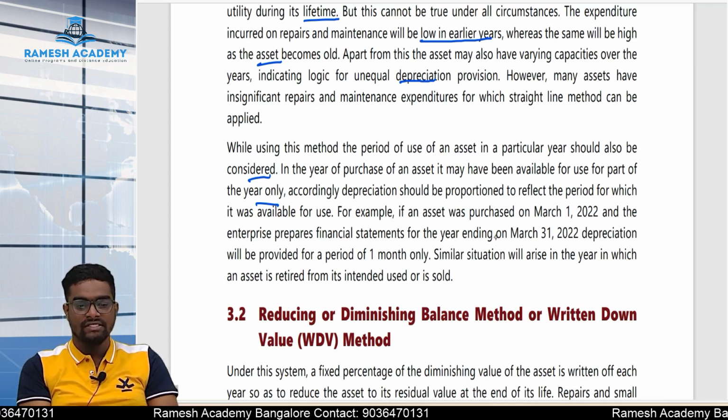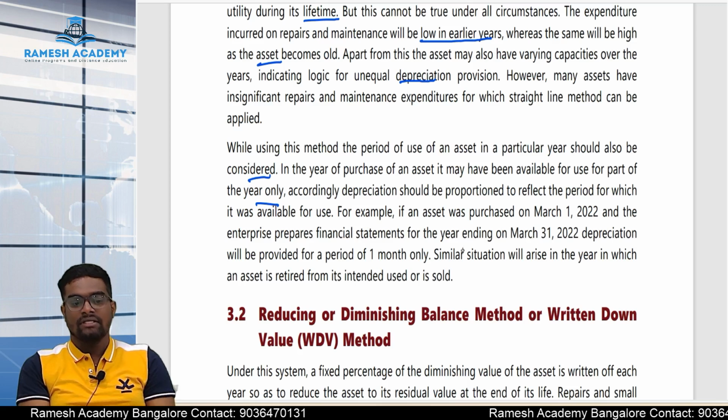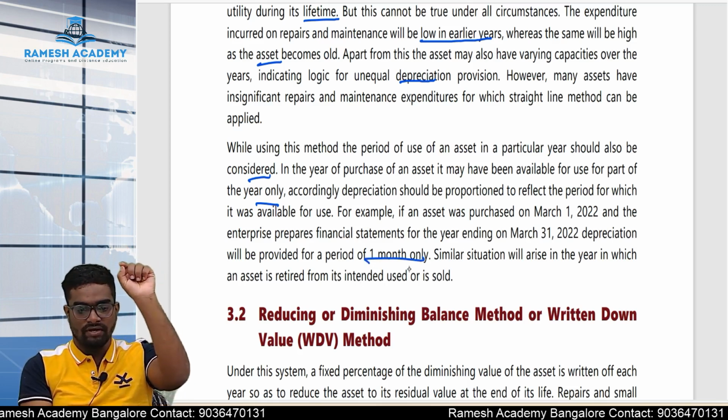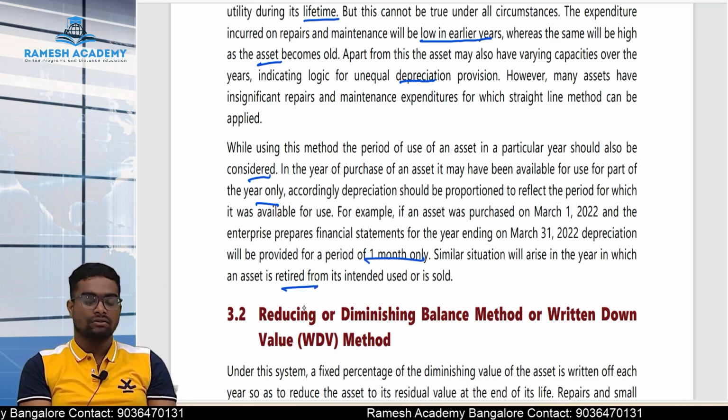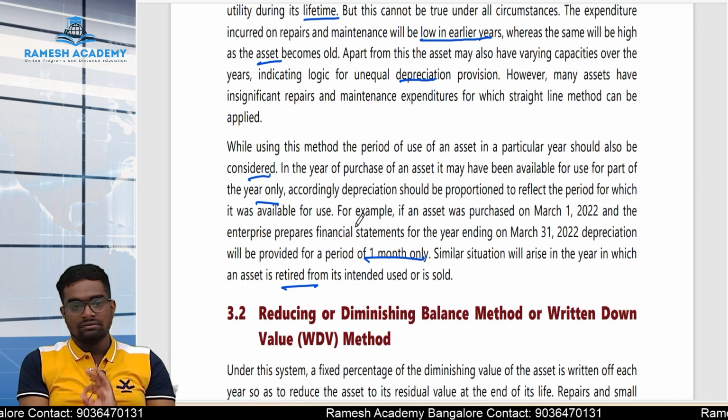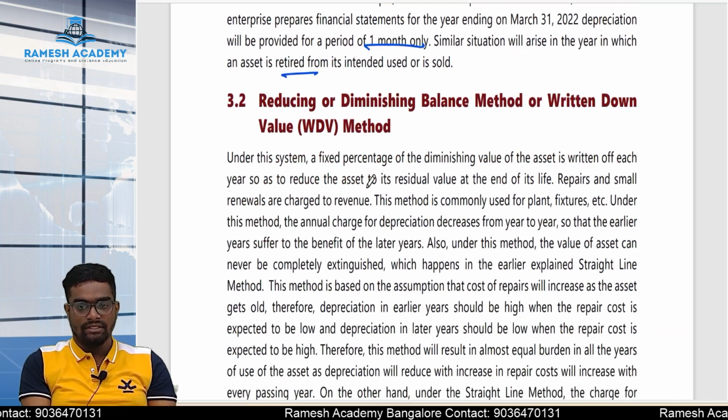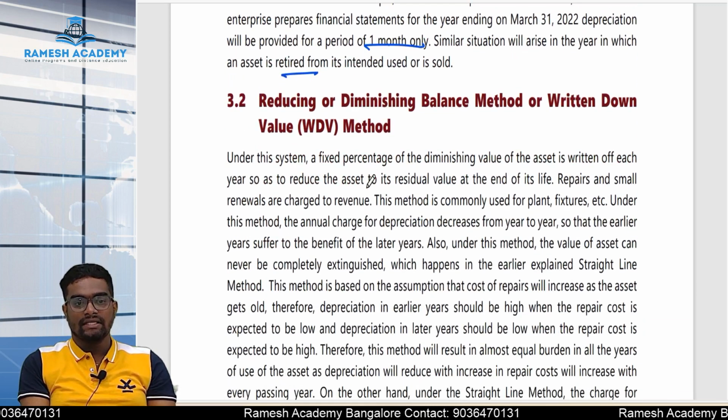For example, if the asset was purchased on March 1st and the enterprise prepares financial statements for the year ending 31st, then only 1 month depreciation you have to provide. Similar situation will arise in the year in which the asset is retired. So if the asset is retired also, in that year also we do the same thing. So that is straight line method or fixed installment.